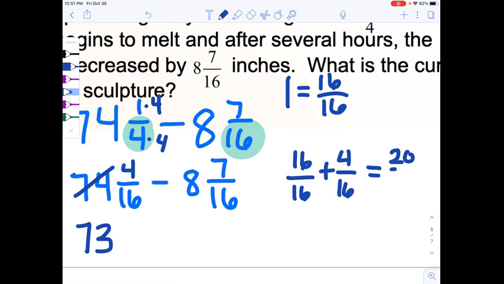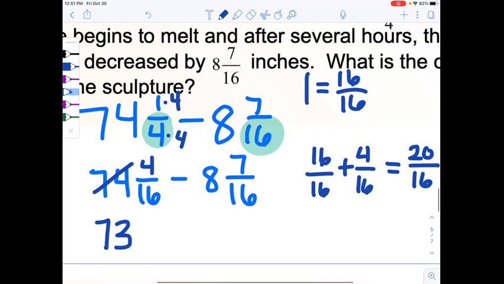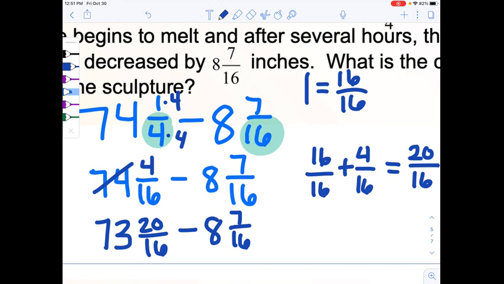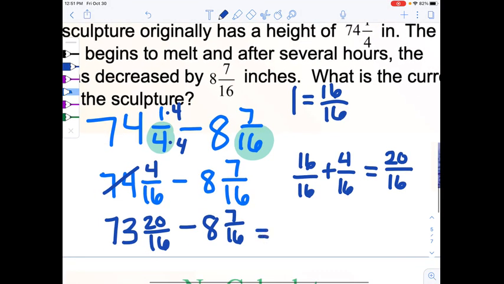16 plus 4 is 20. And I keep my denominator of 16. So now I have 20 sixteenths minus 8 and 7 sixteenths. And here's why that works nicely. Now I can just take 73 minus 8. 73 minus 8 is 65. And then I can take 20 minus 7, which is 13, and I keep my denominator of sixteenths.